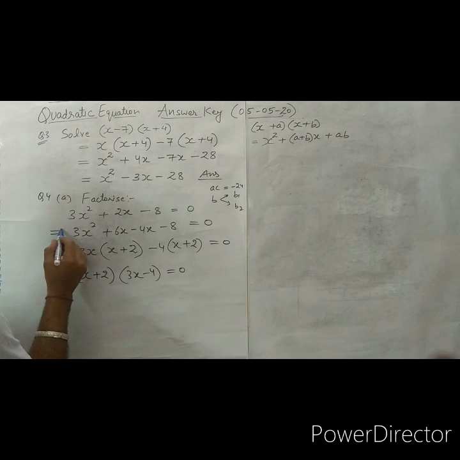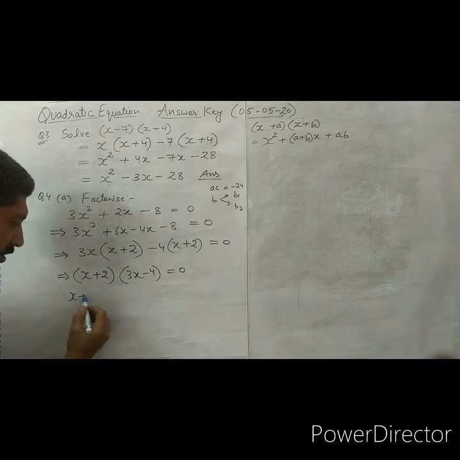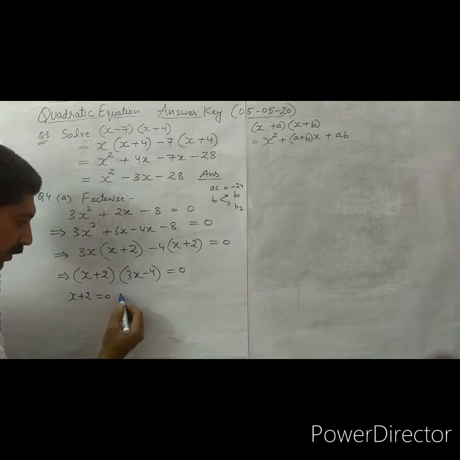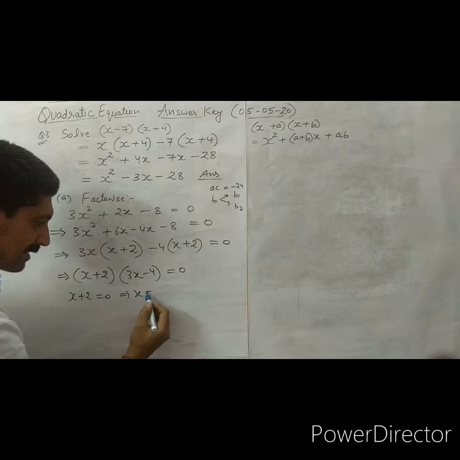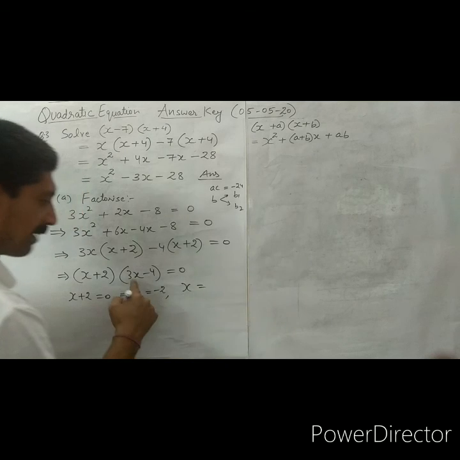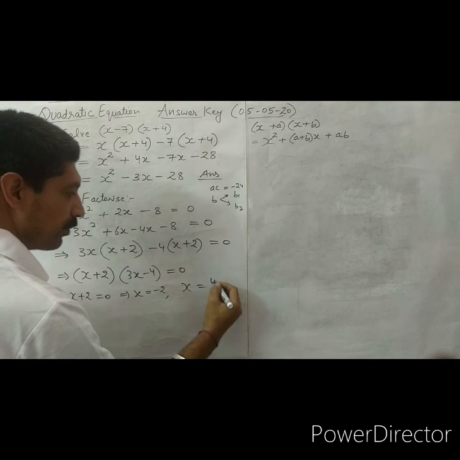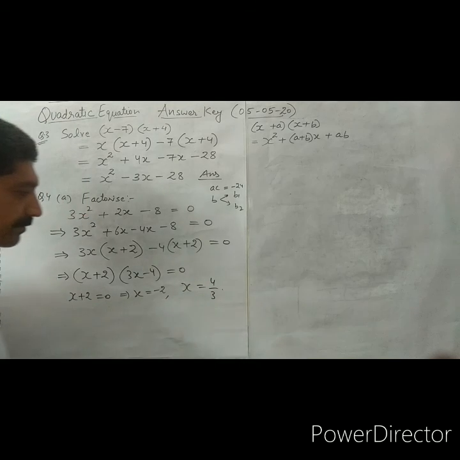Here we will go ahead with this implies that, because the equal to sign is already here, either x plus 2 is equal to 0 or 3x minus 4 is equal to 0. If x plus 2 is equal to 0, this implies that x is equal to minus 2, or if 3x minus 4 is equal to 0, implies that x is equal to 4 by 3.